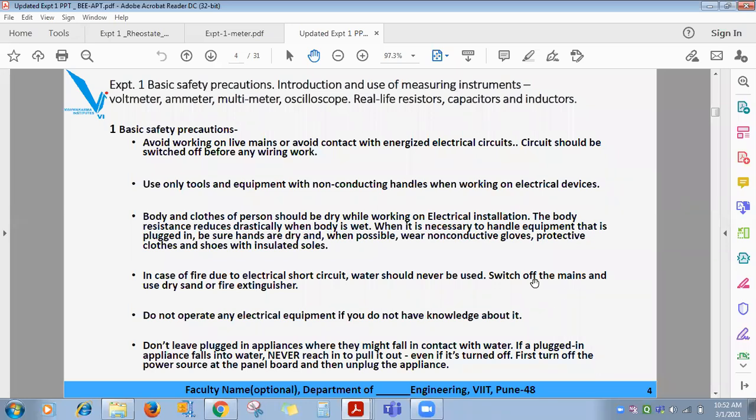Clear? Whether you are using a 2-pin or 3-pin plug, if it doesn't fit properly into the socket, replace that 2-pin or 3-pin. Then what else? Any electrical equipment, if you are not using it, make it off. If you are going to operate any equipment for the first time, or perform any new experiment for the first time, first gain knowledge about it and only then switch on and operate it.